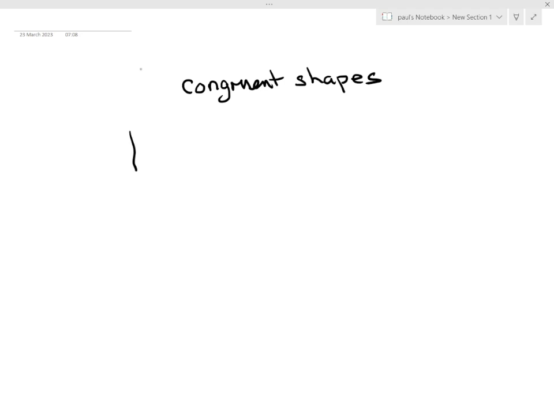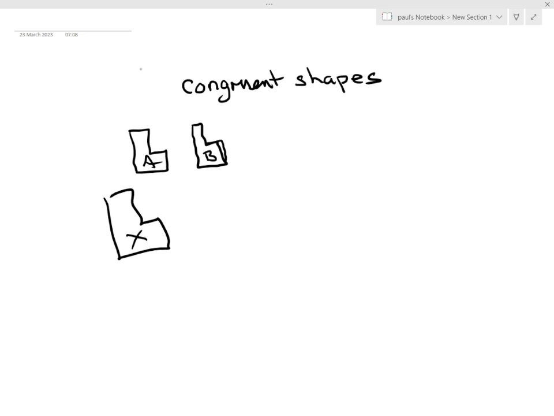So, for example, this is the same as this. Yeah, use your imagination a little bit. This is the same as this, but it's not the same as that. So that is not congruent to A. So they are the same.